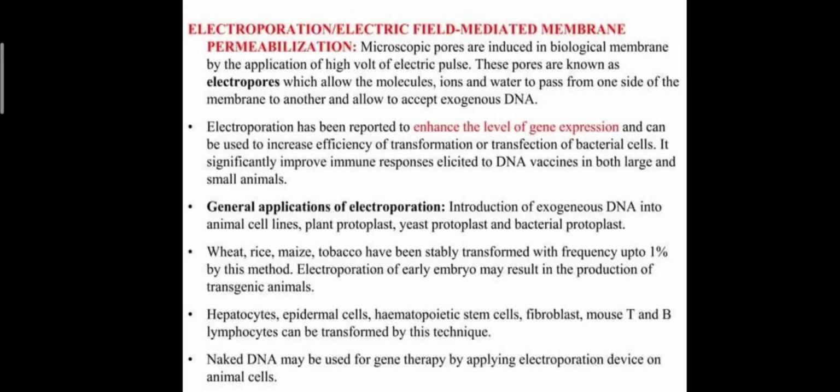It significantly improves the immune response elicited by DNA vaccines in both large and small animals. General applications of electroporation: introduction of exogenous DNA into small cell lines, plant protoplasts, yeast protoplasts, and bacterial protoplasts. Wheat, rice, maize and tobacco have been transformed with frequencies of up to 1% by this method. Electroporation of early embryos may result in the production of transgenic animals.